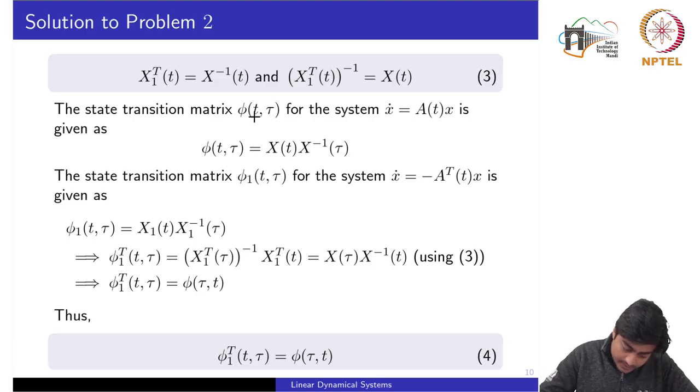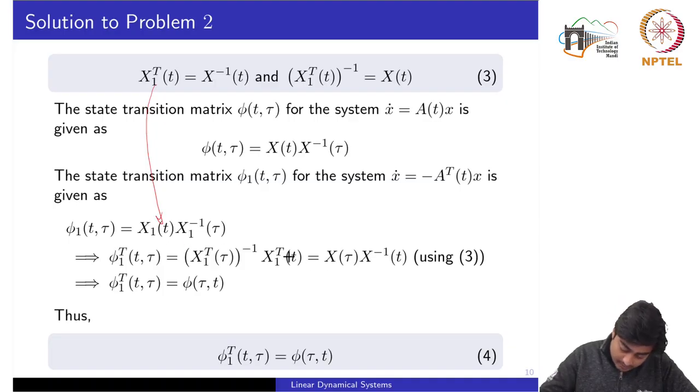So now let's see the state transition matrix, which we had seen in week 1 as well. It is given by the multiplication of the matrix X and its inverse at some time tau. Okay, this is how we define this phi(t, tau). Now for this system we can write phi 1 as again this one. Now here x1 we have replaced from equation 3, which we obtained in the previous slide.